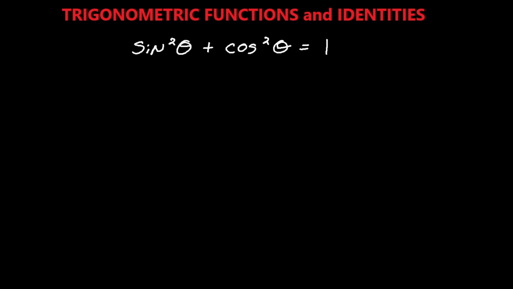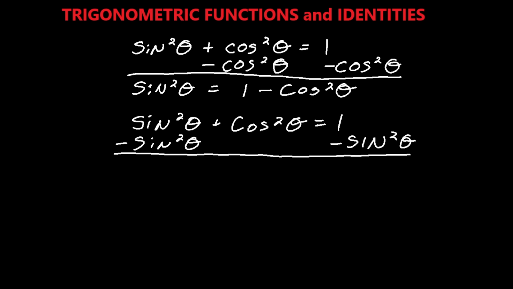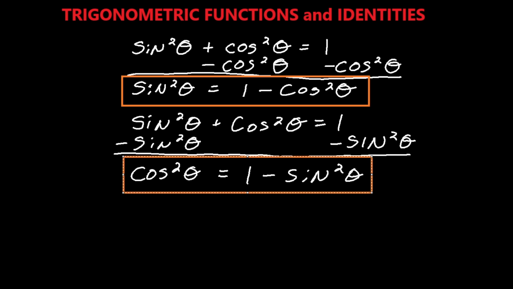One last identity for the Pythagorean identities would be if we are starting with sine squared theta plus cosine squared theta equals 1. If I subtract cosine squared theta from both sides, I would get sine squared theta equals 1 minus cosine squared theta. And additionally, if I subtracted sine squared theta from both sides, I would get cosine squared theta equals 1 minus sine squared theta. And these two are actually pretty common.